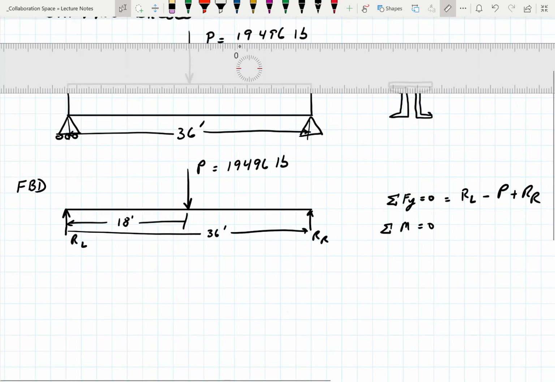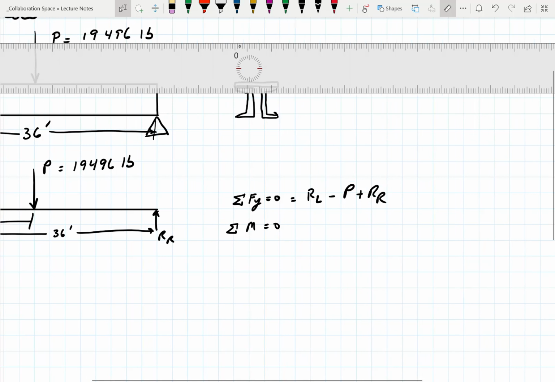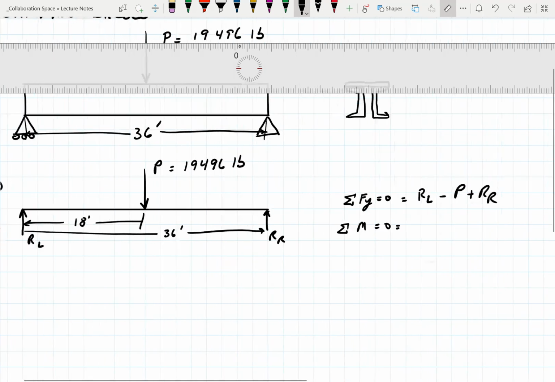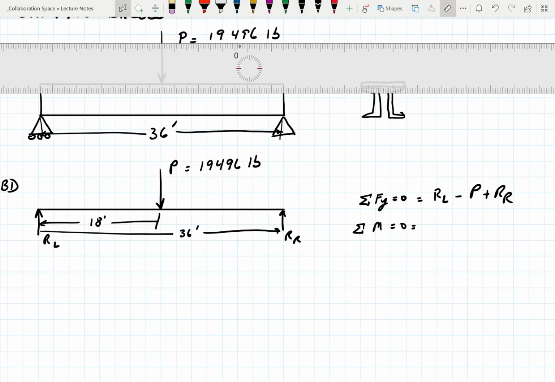So the cool part about this is now if we do the sum of the moments, we are actually looking for P. You got to pick one of these to be the pivot point, and I'll give you a choice. You can choose right or you can choose left. Choose one. Emma, pick one. Left. Okay. So we're going to do the sum of the moments about RL.